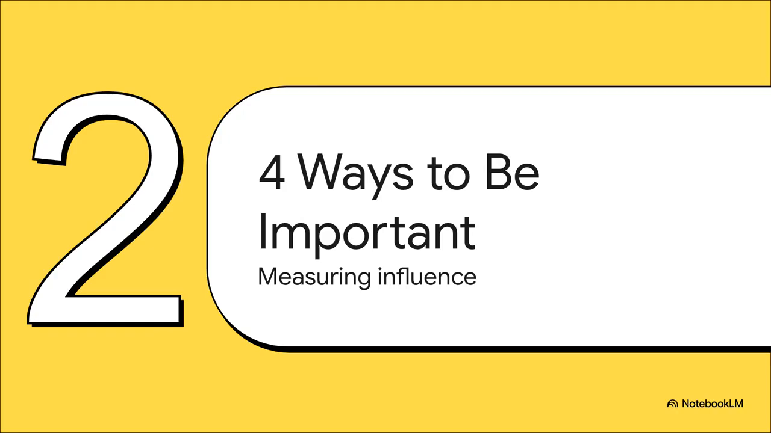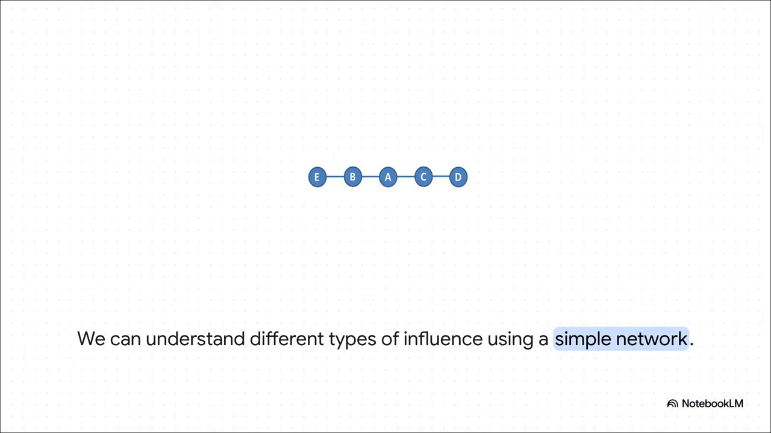And this is where it gets really cool. See, importance isn't just one thing. Social network analysis gives us a few different ways to measure it, because being influential can mean totally different things in different situations. So let's break down the 4 most common ways. To make this super clear, we're going to use this simple 5-node network. It looks pretty basic, I know, but it's the perfect little training ground to see how different definitions of influence can tell completely different stories about who matters most.